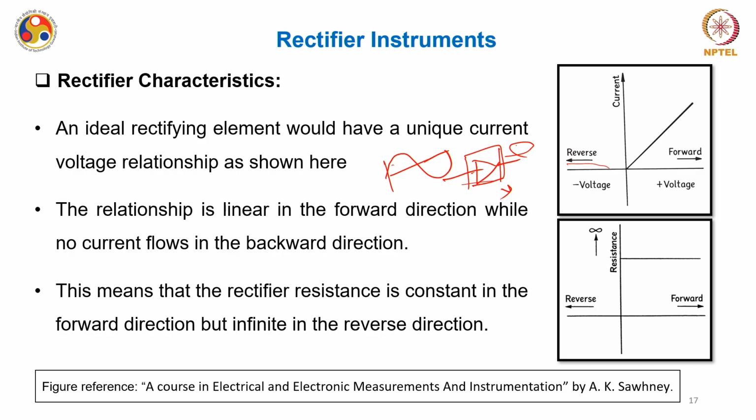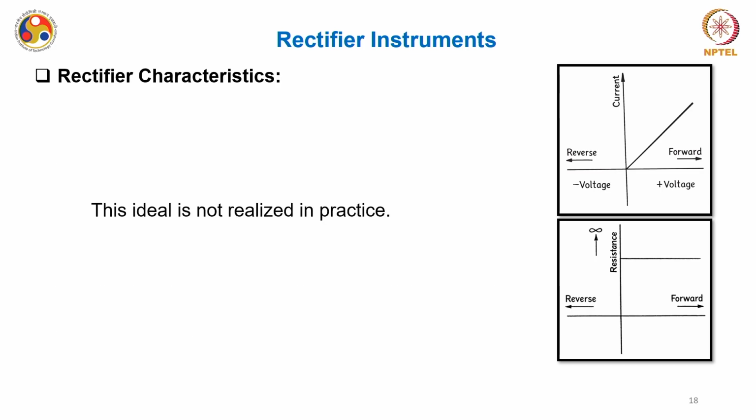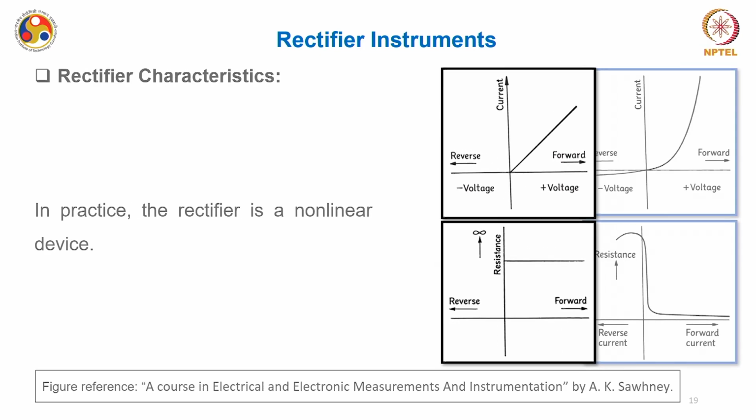The relationship for this shown case is linear in the forward direction for the current and voltages, while there is no current in the backward direction. This means that the rectifier resistance is constant in the forward direction, however it is infinite in the reverse direction, meaning it is acting as an open circuit. Now this is a very idealistic condition which is not possible.